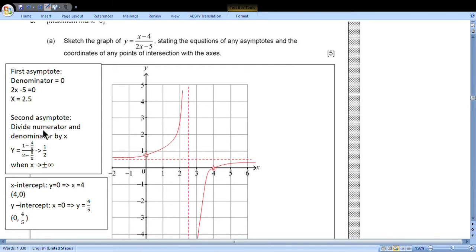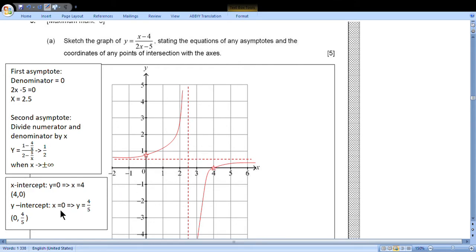And the second asymptote: we divide numerator and denominator by x and see what happens when x tends to plus or minus infinity. We see that y tends to 1 over 2, so y equals 1 over 2 is another asymptote. To find the x-intercept, we make y equal 0, so x equals 4. So the point is (4, 0).